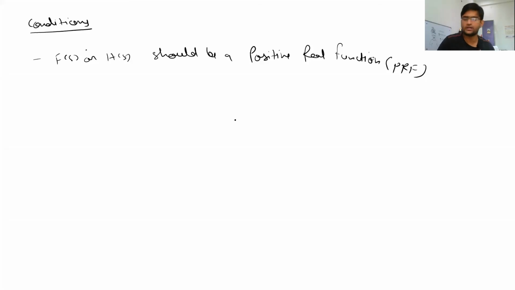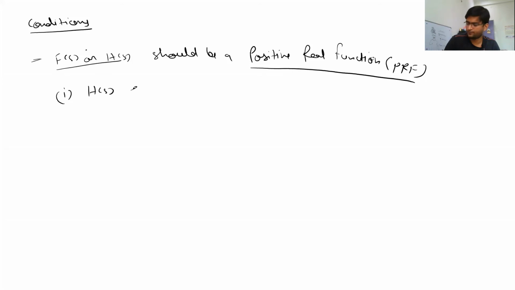Now coming back to the conditions for the realization of any network function into a physical network. The first condition is that the network function F(s) or H(s) should be a positive real function, which is also called PRF. So what are the conditions for a positive real function? The first condition is that F(s) or H(s) should be real when s is real. Let me write it more clearly.